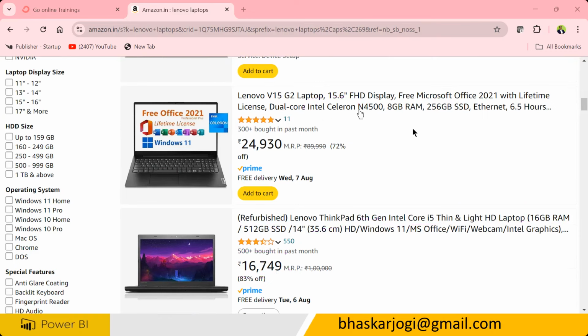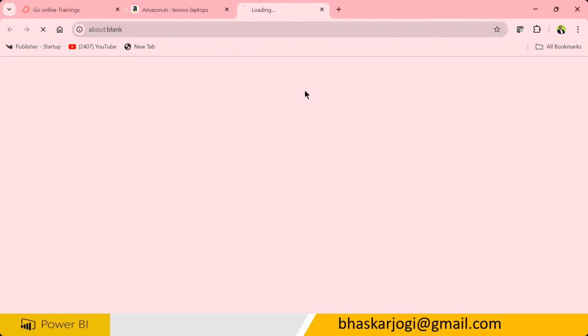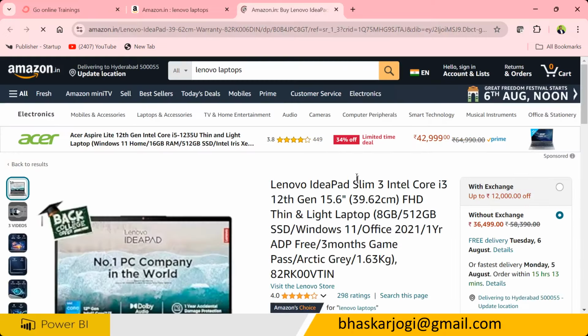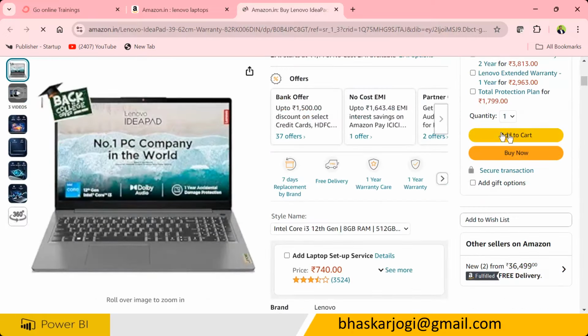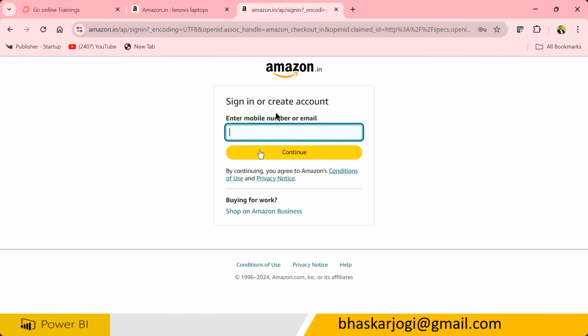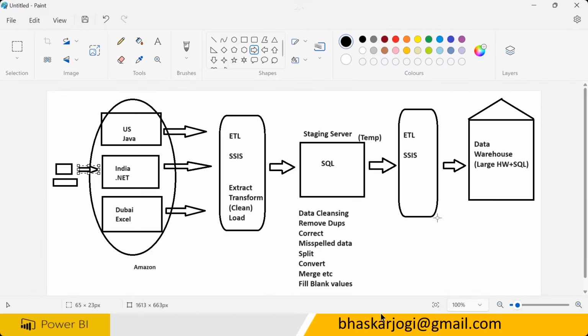So let us say I wanted to buy this laptop. What do I do? I make the payment, right? I click on buy now, and it'll ask me for my user ID and password. When I give them, I make the payment. The payment details are going to go and get stored somewhere in this server, right? Not only me, everybody, people are buying and buying, buying and buying.